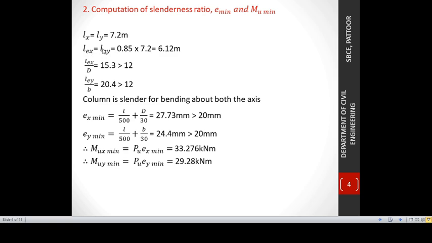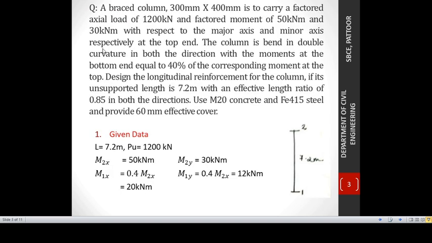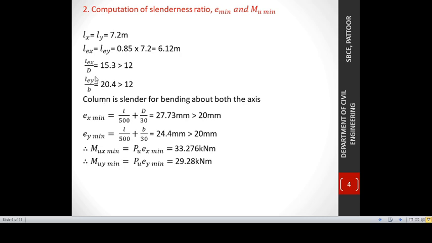In the question it is given that the effective length ratio is taken as 0.85. So Lex and Ley are taken as 0.85 times 7.2, which is equal to 6.12. By calculating the slenderness ratios Lex by D and Ley by B, we have obtained 15.3 and 20.4 respectively. Both slenderness values are greater than 12, so the column is slender for bending about both the x axis and the y axis.